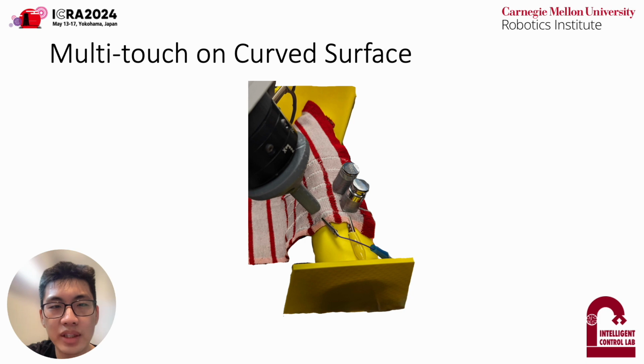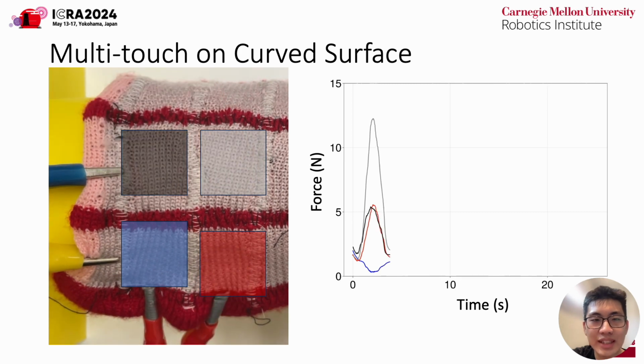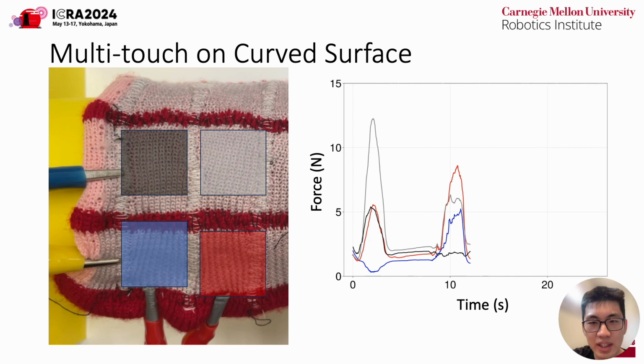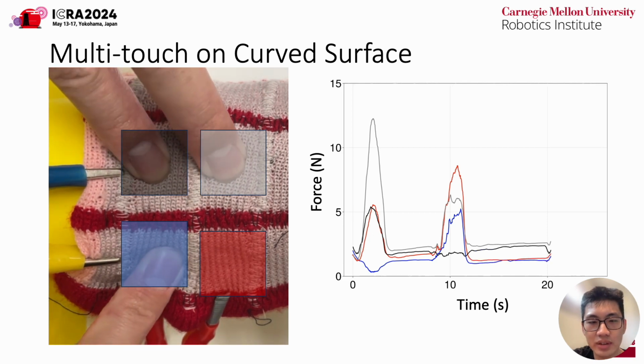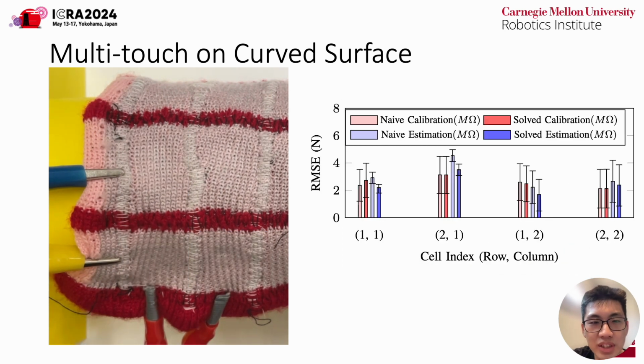Our algorithm is also robust against the change of surface geometries. As seen in the video, the skin is attached to a cylinder object. The ghosting effect is also largely mitigated on the curved surface. The reduction in force estimation error is also seen when compared to the ground truth force torque sensor readings.